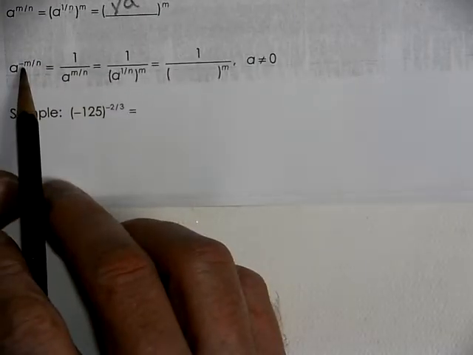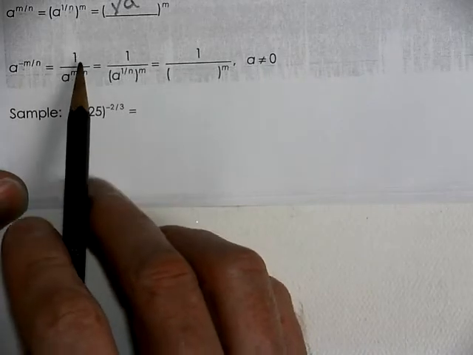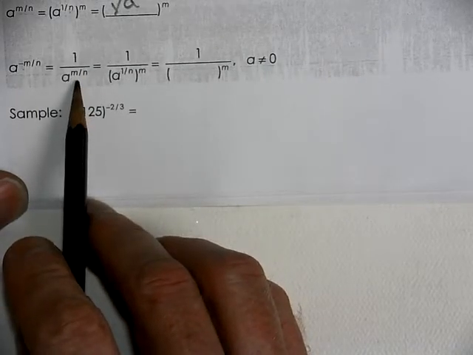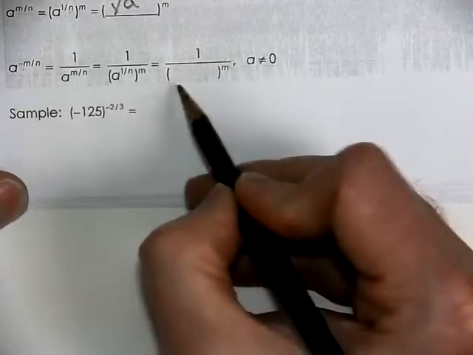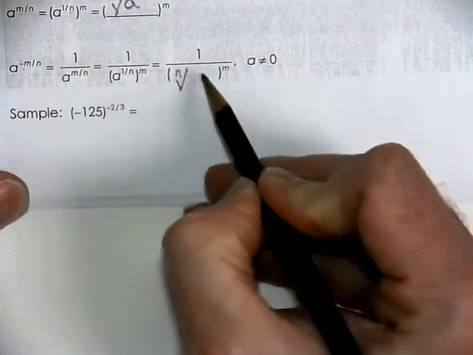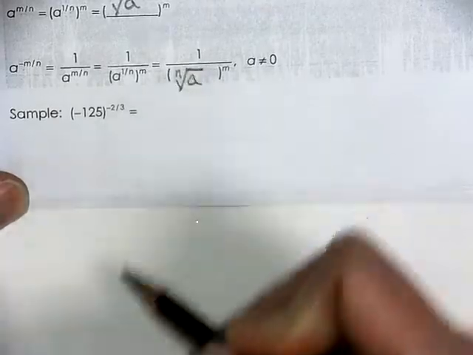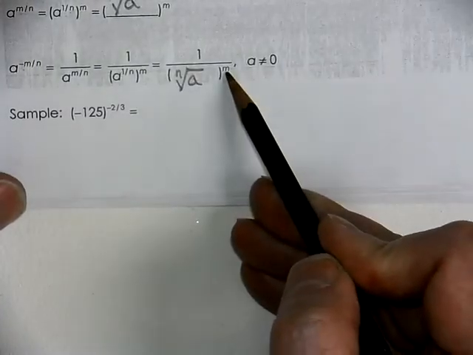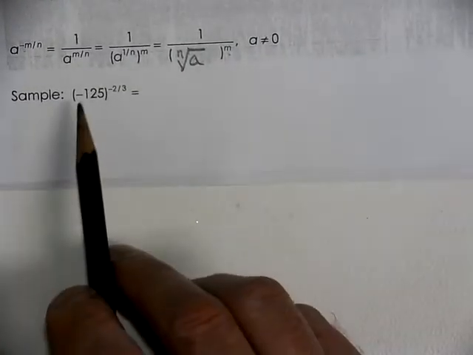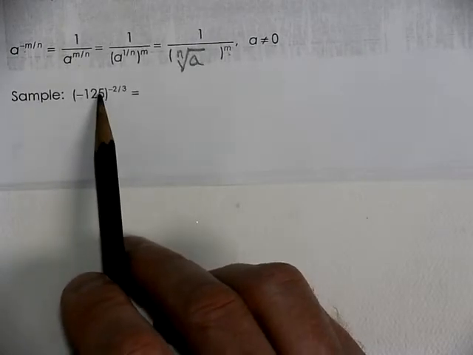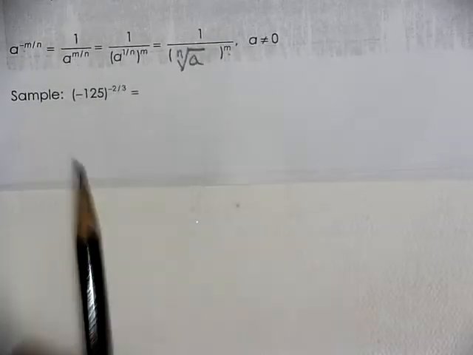With a negative exponent, we put the fraction into the denominator. We can still separate it into two separate parts, which would give us a radical in the denominator, and it's raised to the m power. Using those properties, how are we going to apply this with the number negative 125 raised to the power of negative 2/3?